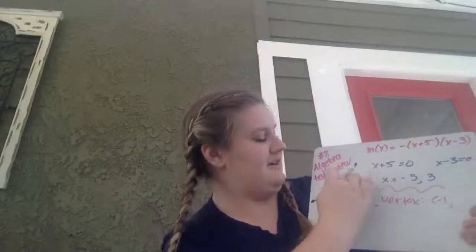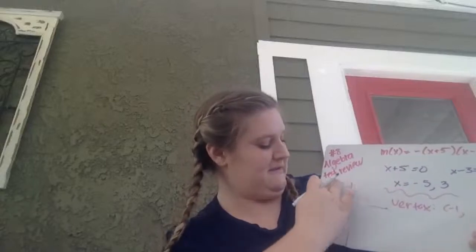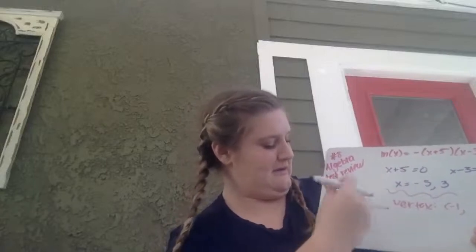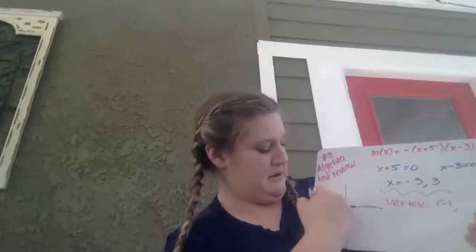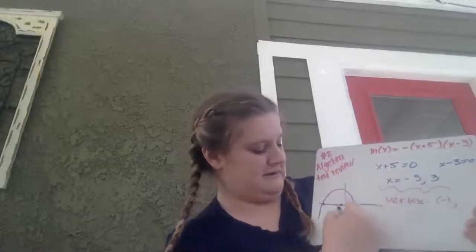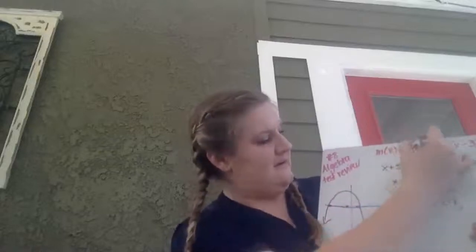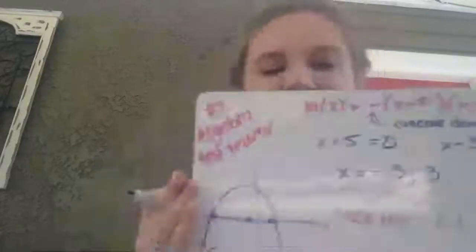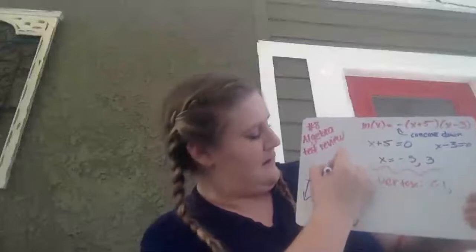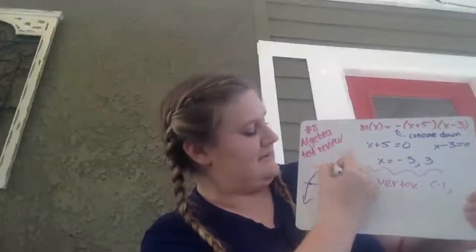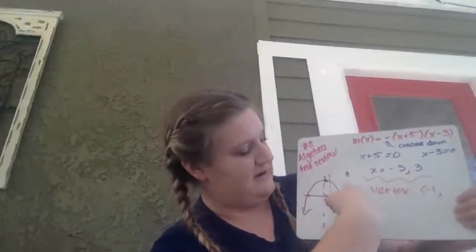Oops, thank you. Concave down. Forgot that negative. That one, there. Concave down, because there's a negative right here. Didn't see that. Concave down, because there's a negative. There's my graph. So here's my vertex. That's going to be my highest point. So my vertex is negative 1.